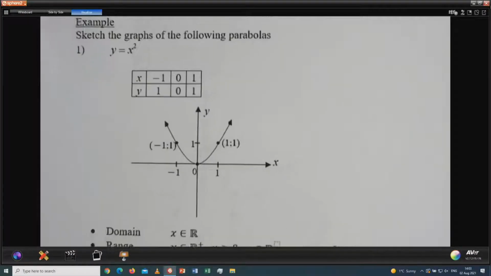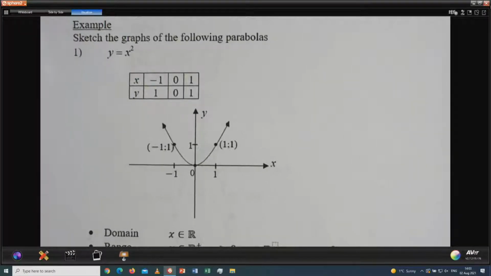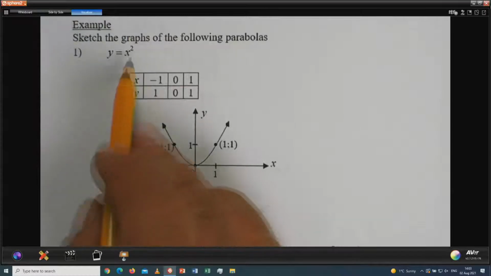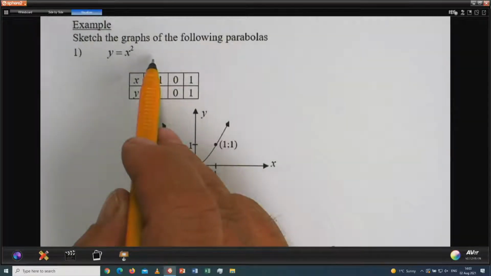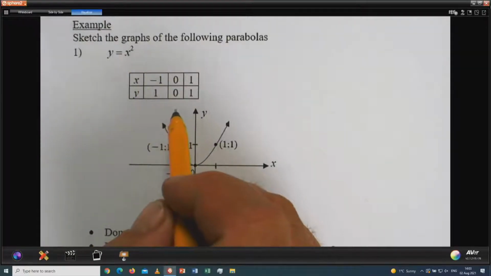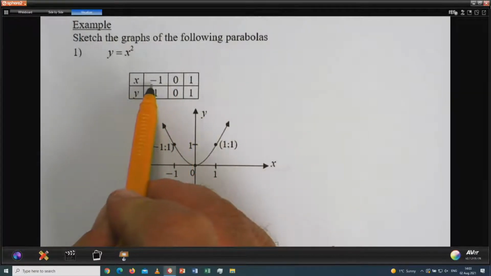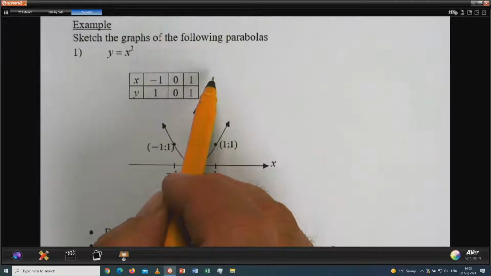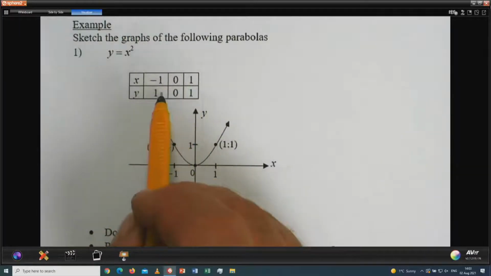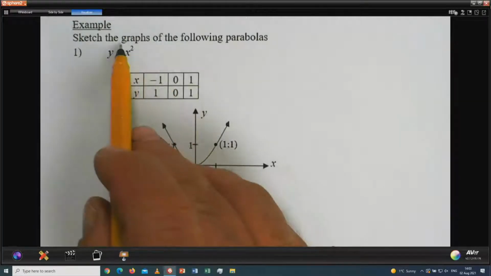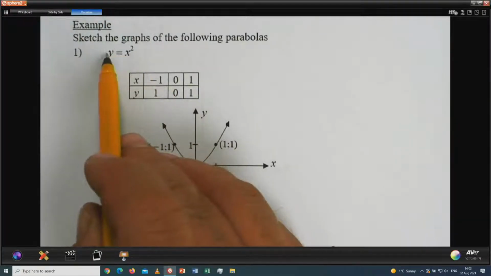Right, now we're going to sketch the graphs of the following parabolas. y is equal to x squared. We said if there's no b value, we're going to use the table method. Then x will take on any values. We usually give it negative 1, 0, and 1, and we get the corresponding y value by substituting the x values into the equation of the parabola.